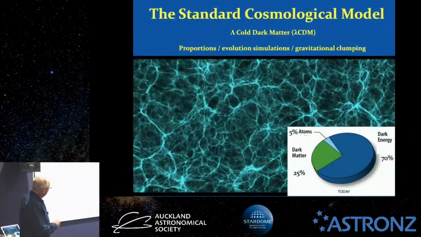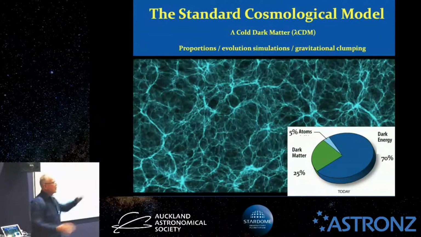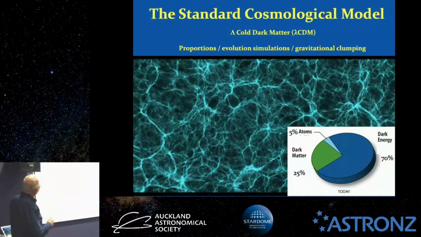And cold. The word cold means relatively low velocities compared to the speed of light, as opposed to hot dark matter, which would be dark matter particles zooming around at huge velocities close to the speed of light. Cold dark matter refers to these dark matter particles, very elusive, but they're not travelling very fast. They're nice and slow, so they use the word cold.